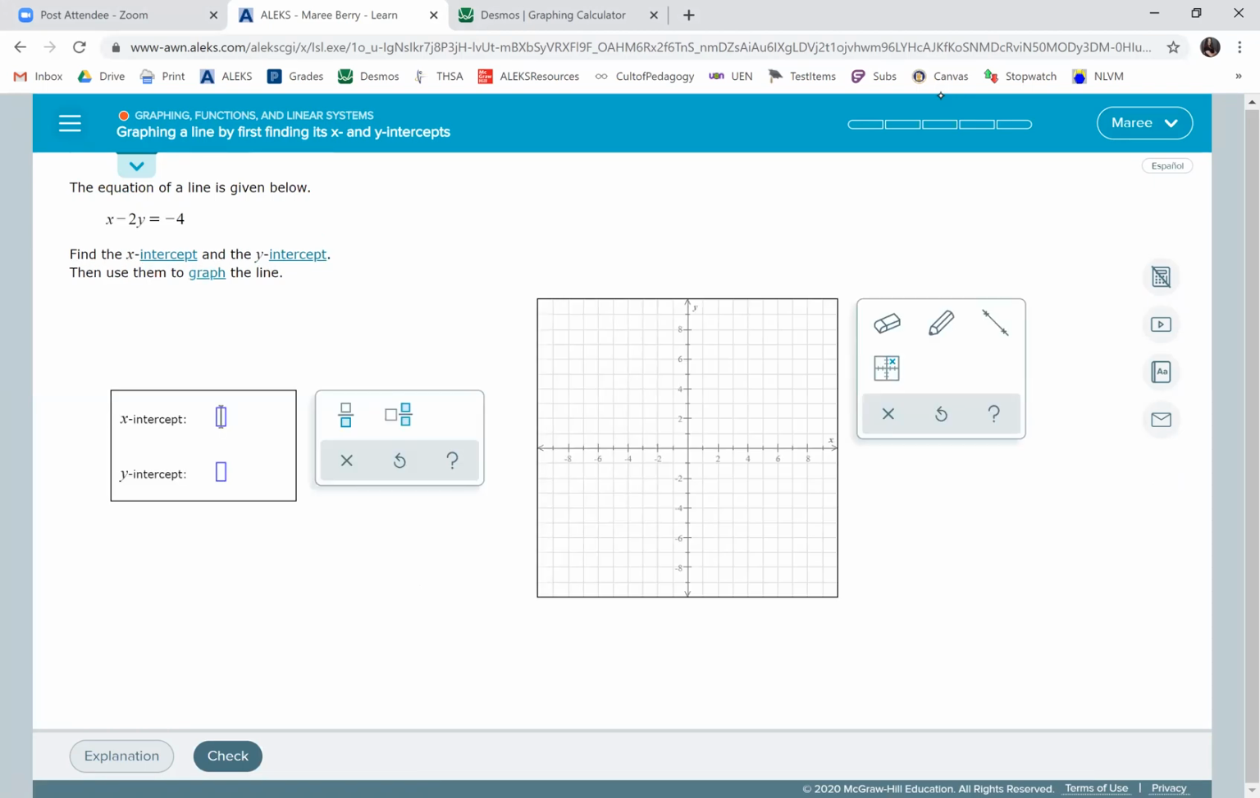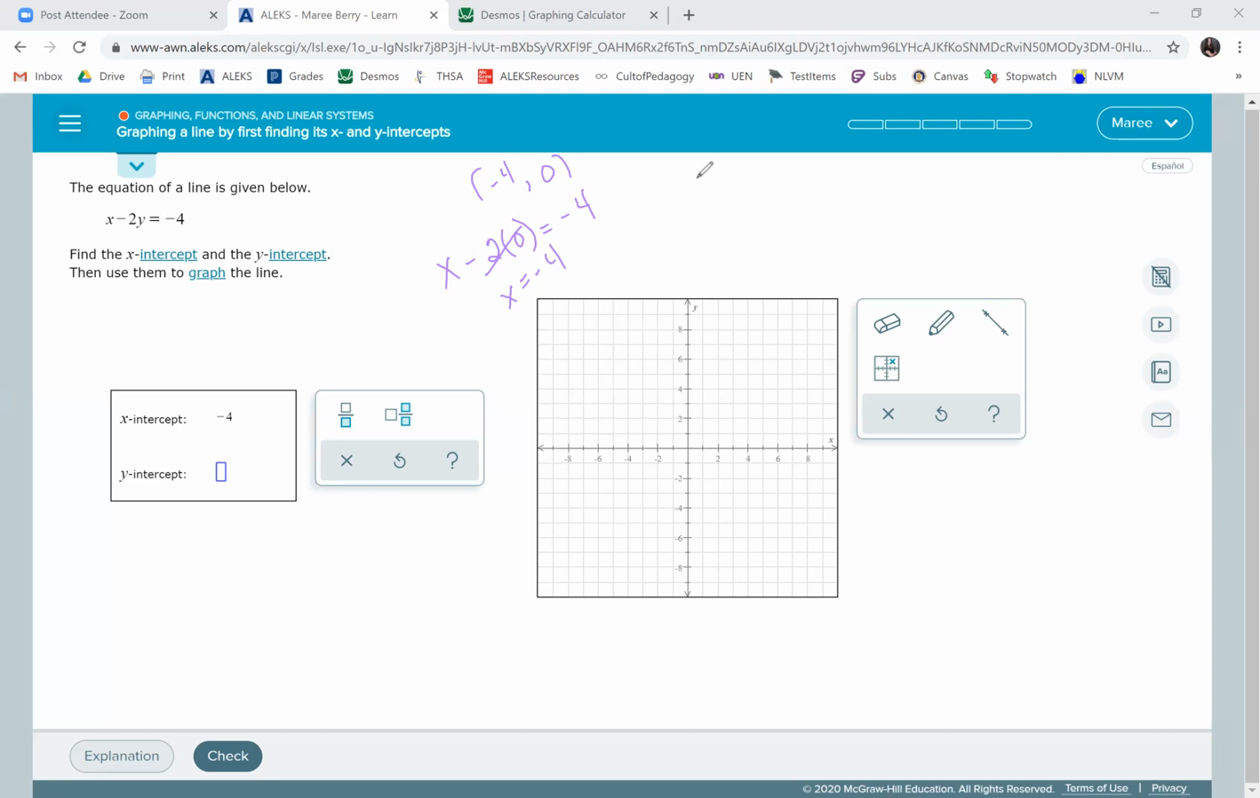So when I want the x-intercept, I know y is going to be 0. So I'm going to put down y is 0. And I plug in 0 for y. This goes to 0 because -2 times 0 is 0. So x equals -4. So that's my first point, -4, 0. Oh, I guess I don't have to. Oh, that's really weird. Okay, I guess I don't put the whole point in. They just want the x value.